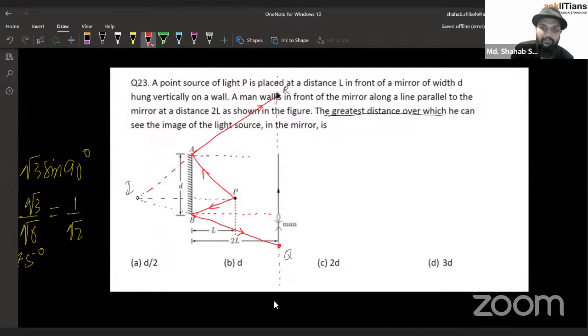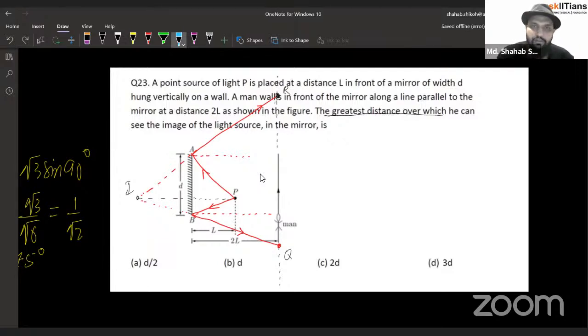So please understand, if you are here, no ray is coming into your eyes, so you would not be able to see the image. If you are here, no ray is coming into your eyes. You would not be able to see the image. You have to be only in this region. This is called the field of view of the image.